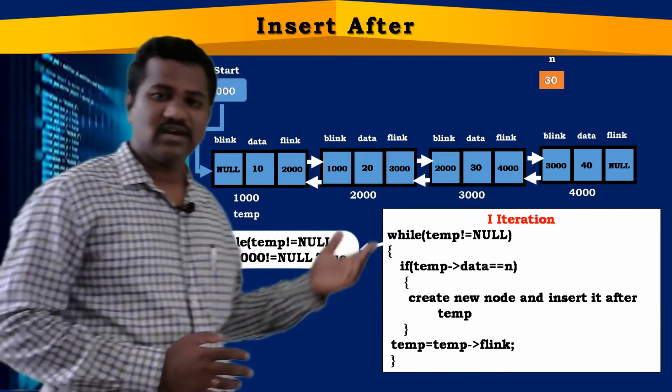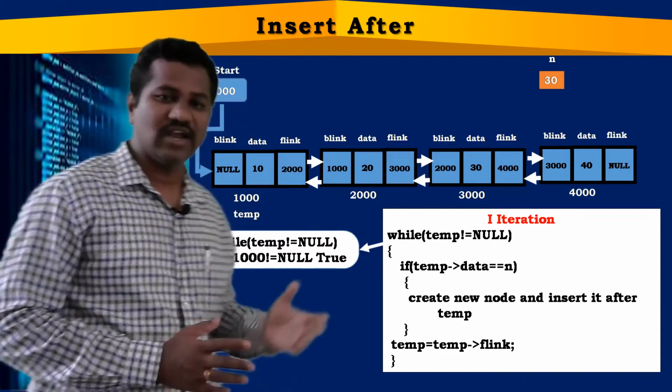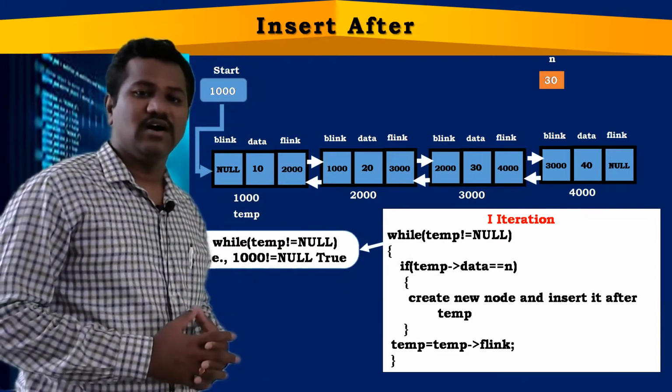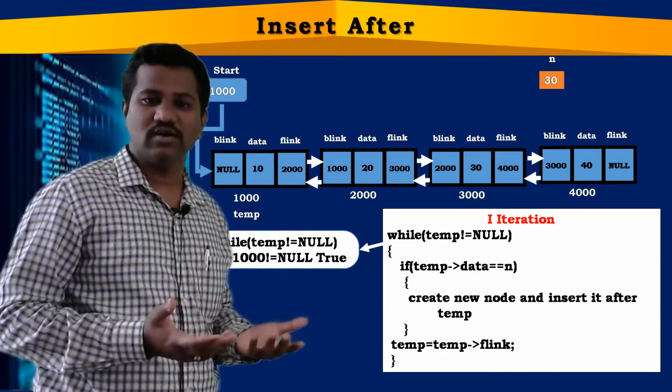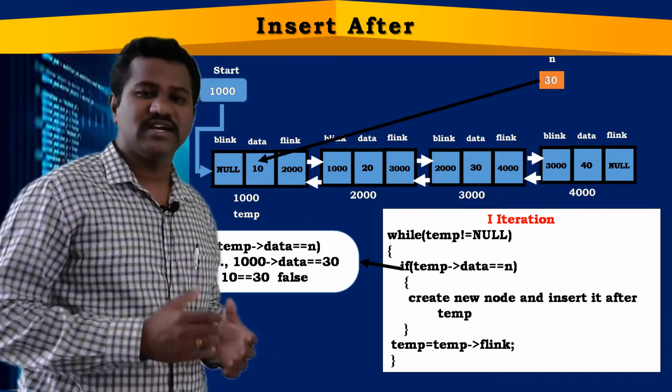Before comparing that, we'll be entering into the while loop first. In the while loop, we are taking some condition: temp not equal to null. That is, 1000 not equal to null. Condition is true. True means it enters into the while loop.